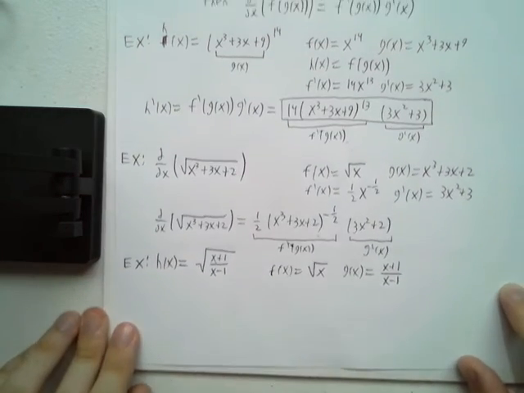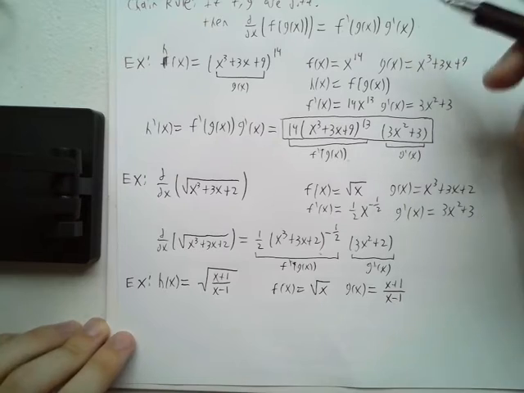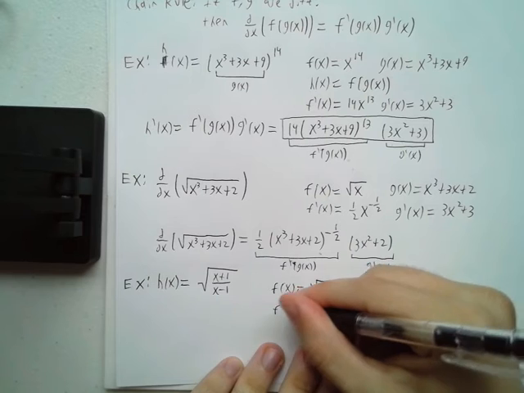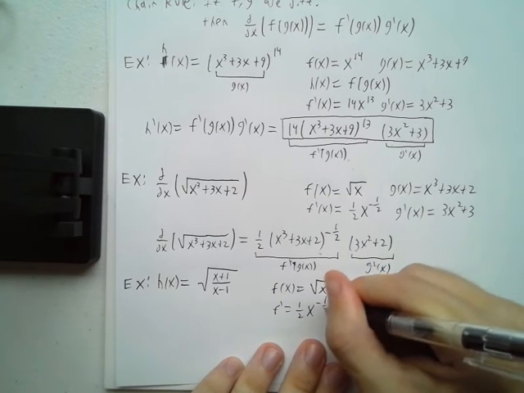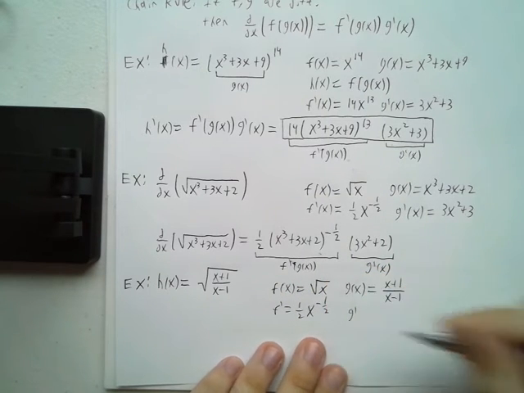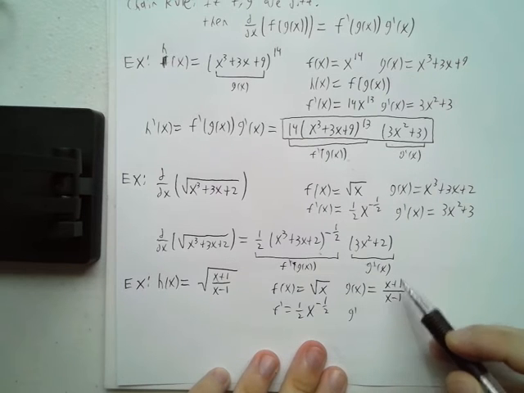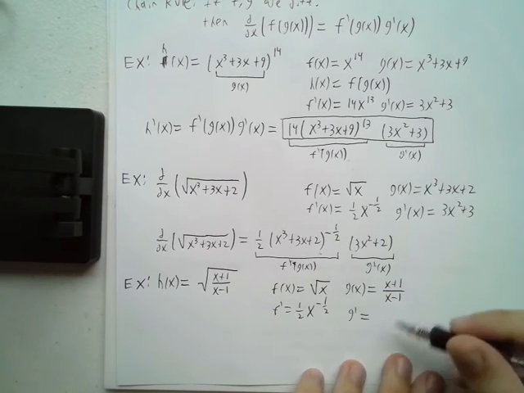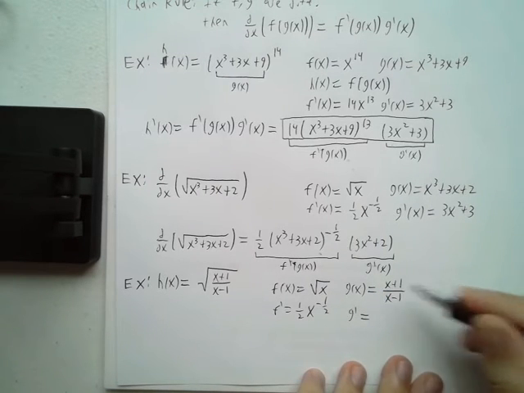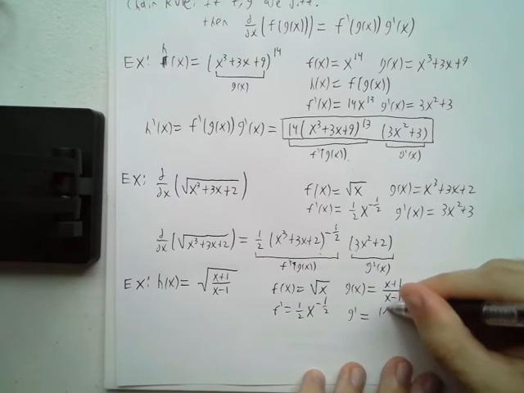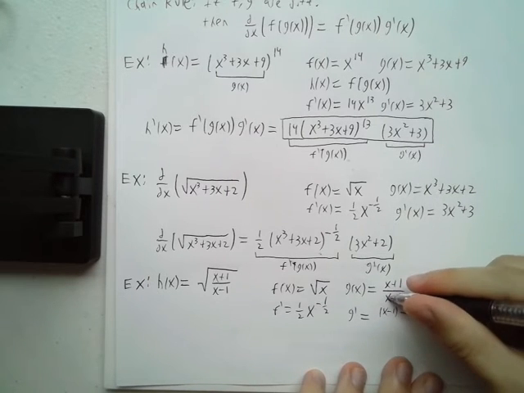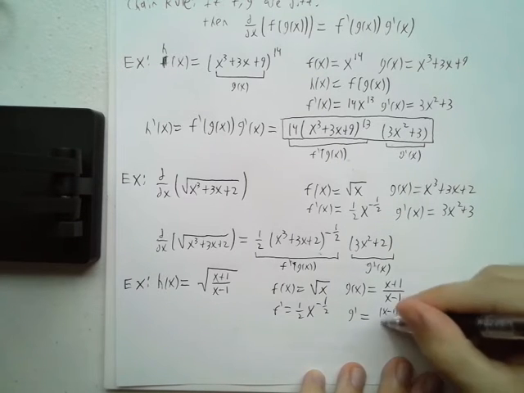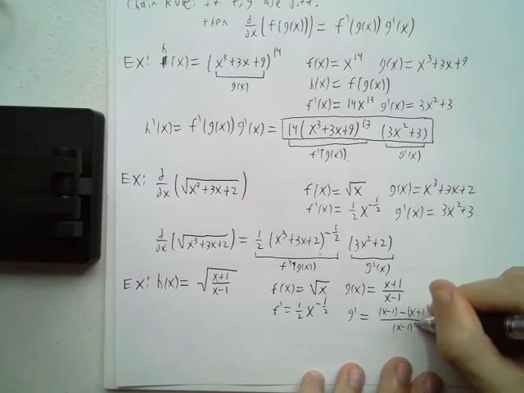Now in order to use the chain rule, we need to know f prime and g prime. So f prime we can calculate. In fact, we already did it in the last example. So it's 1/2 x to the negative 1/2. But for g prime, we see we have division of two different functions, so we have to use the quotient rule. So the quotient rule says we take the derivative of the top, which is 1, multiplied by the bottom, so x minus 1, minus derivative of the bottom, which is again 1 times the top function, x plus 1, all divided by the bottom function squared.